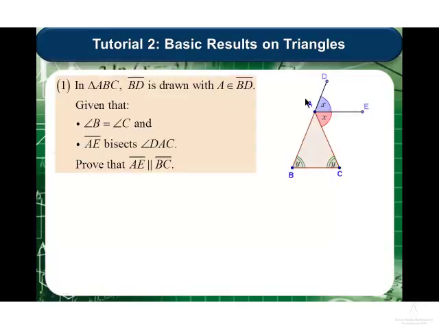I think you should be ready now to tackle a tutorial which deals with the basic results on triangles. Let's have a look at problem 1 of this tutorial.